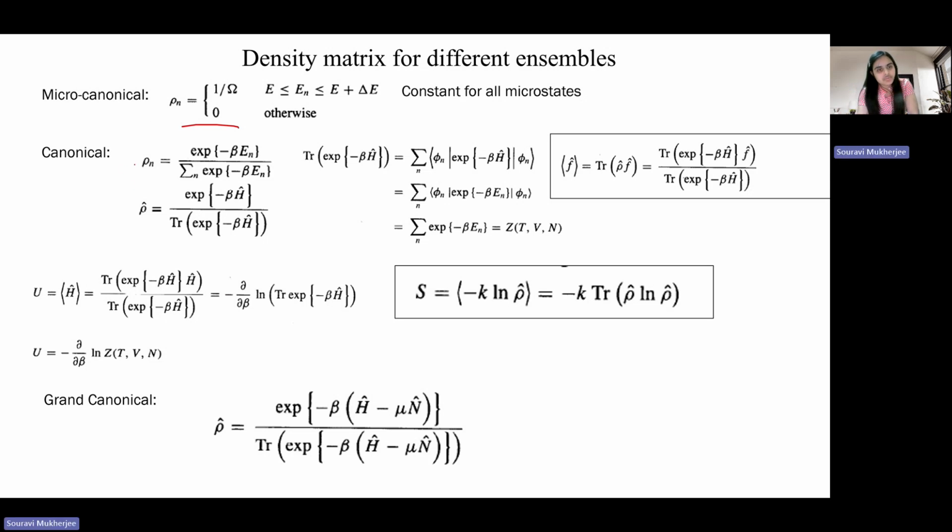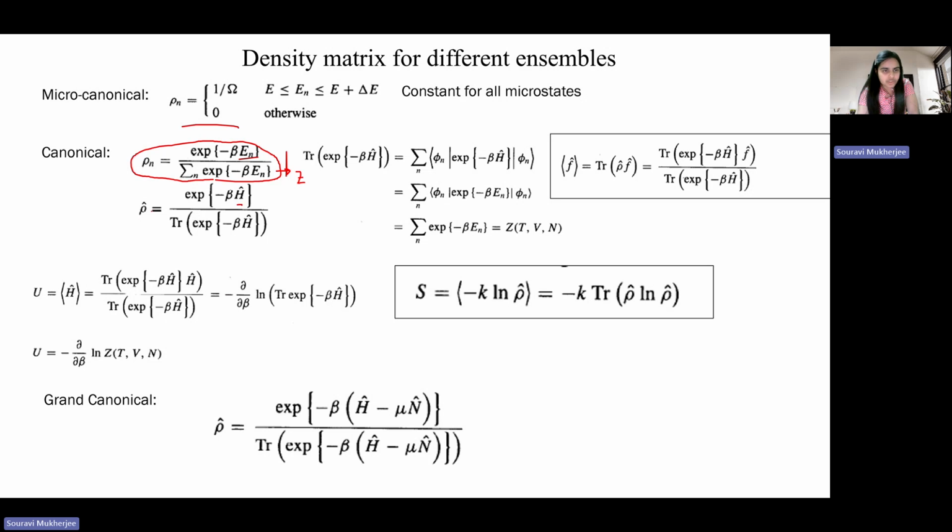Now for the canonical case, we remember that this is how it looked for the classical description, where En were the different energy levels, and this term here was nothing but Z, the canonical partition function. Now, how do you write it in the matrix form? So what is En? En are the energy eigenvalues, which are the eigenvalues of the Hamiltonian, right?